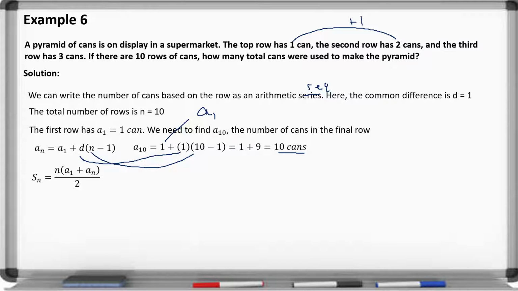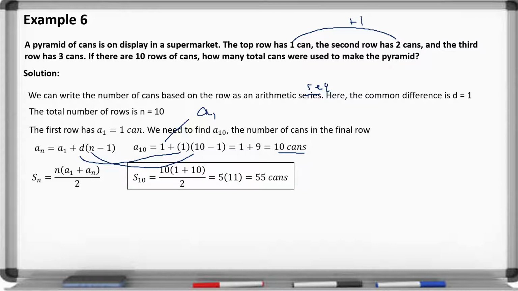So now using the formula for the series, we actually can plug in what we know. We know that a10 is actually 10, we know that a1 is 1, and we know that the number of terms n is actually 10. So therefore we can plug it in. 10 divided by 2 is going to give us 5, and then 1 plus 10 is 11. 5 times 11 is 55 cans. So there are 55 cans in total.